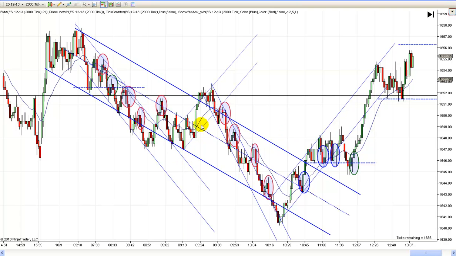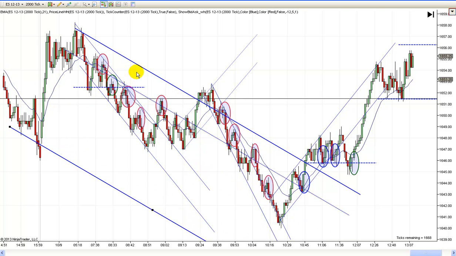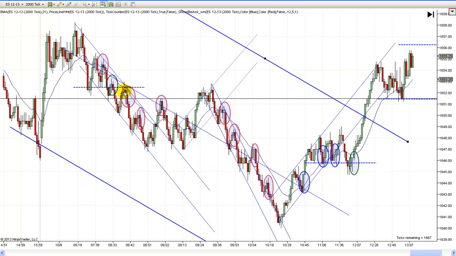I'm going to remove this bigger channel. I wanted to show that in case you were looking at that. Maybe you saw that. It's there, but I think it was much easier if you remove these lines and you're only looking at the shorter term channels that I drew here.